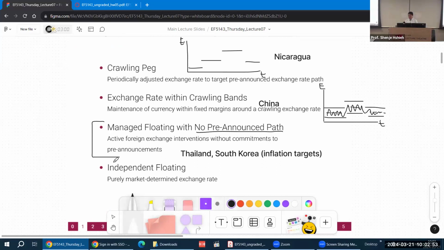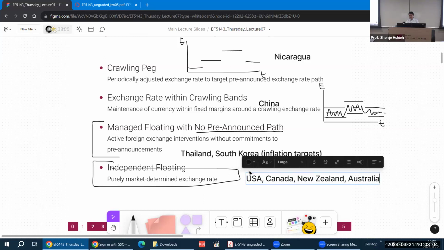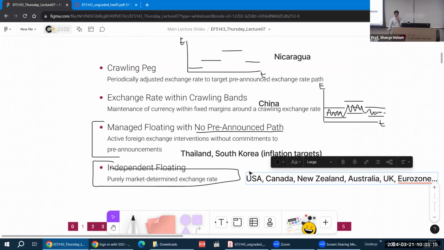And lastly, we have fully independent floating. We know what this is. This is the US, it's Canada, New Zealand, Australia, UK, Euro zone, right?